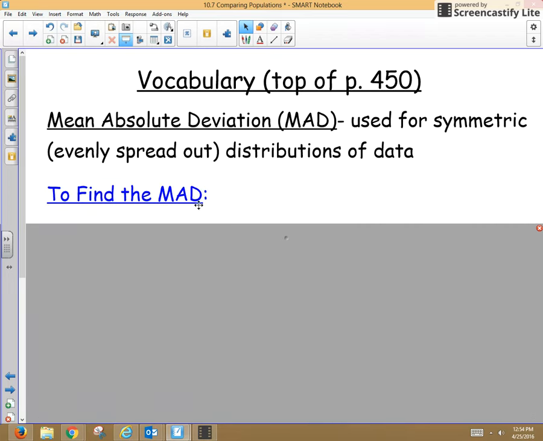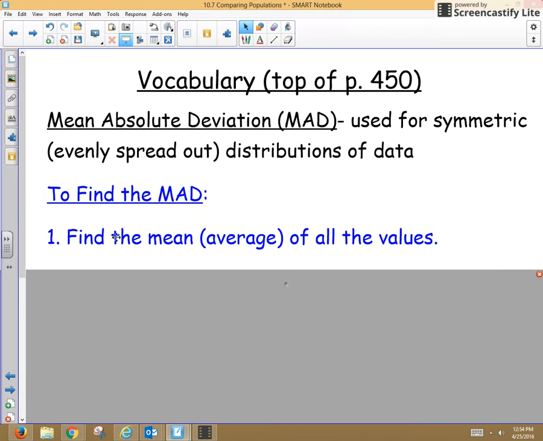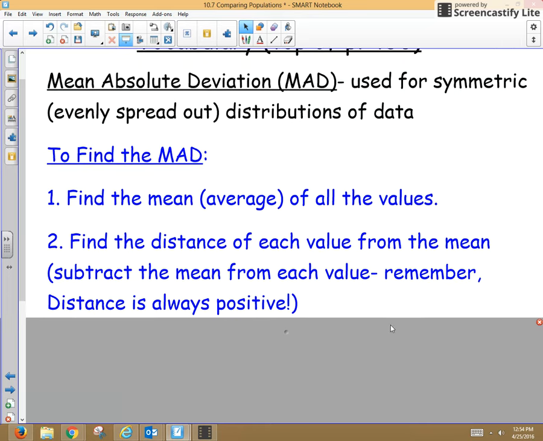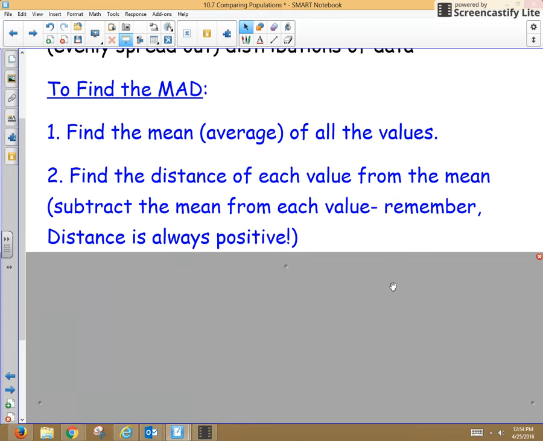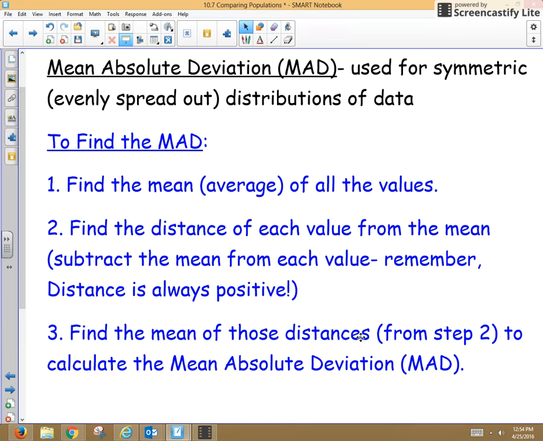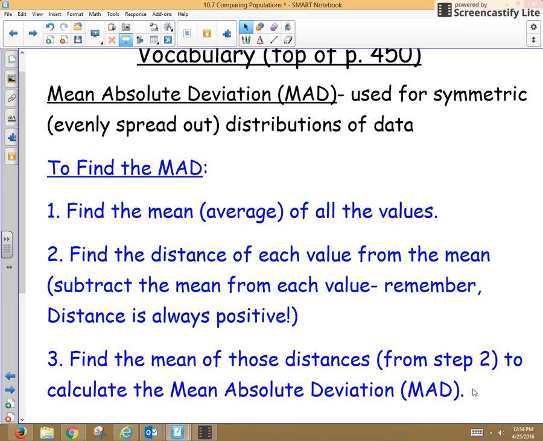So here are the steps to find the MAD. First, you need to find the average or the mean of all the values in the set. Next, you find the distance of each value from the mean. So you subtract the mean from each value. Remember, distance is always positive. So you find the average, then you subtract each value from the average. And step 3, you find the mean of those distances. So then you find the mean from step 2, and that becomes your mean absolute deviation. So pause the video and finish copying down those 3 steps, please.